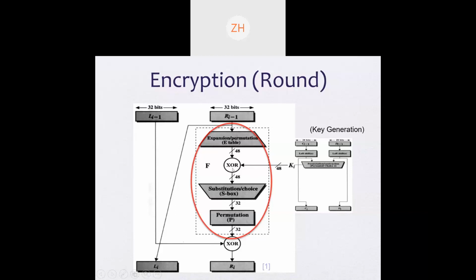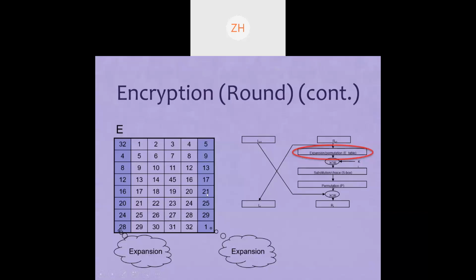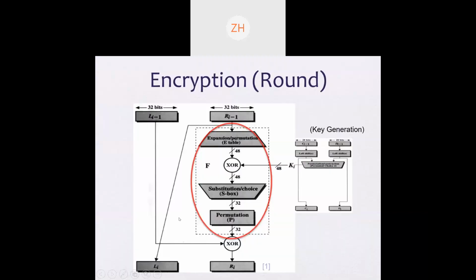The output from the XOR will enter the S-boxes. We have 8 S-boxes here, you will learn them. Then the output from the S-boxes will enter the permutation box, another permutation. The input entering the permutation will be 32 bits, and the output from the function will be 32 bits. This one you have to memorize, no choice.